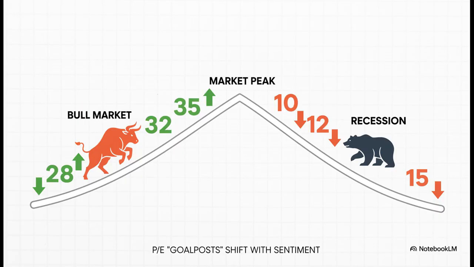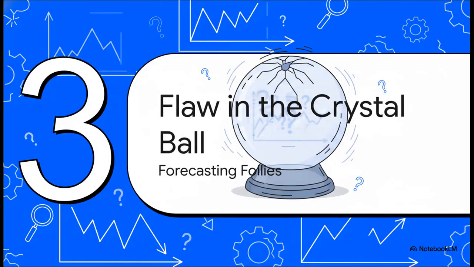During a roaring bull market, optimism is high, and that pushes PE ratios up across the board. But when a recession hits, fear takes over, and suddenly investors aren't willing to pay that premium anymore. The goalposts are always moving. Okay, so with all that context in mind, let's get back to our crystal ball.